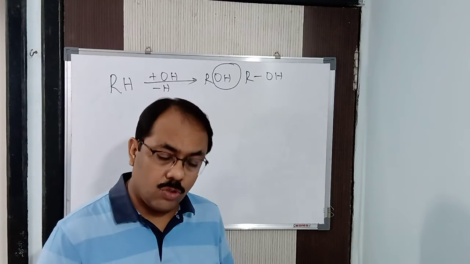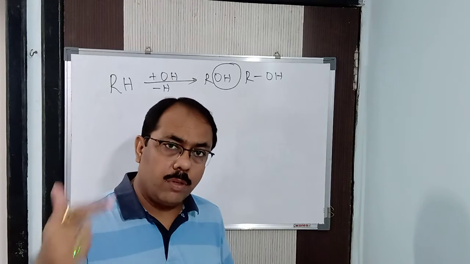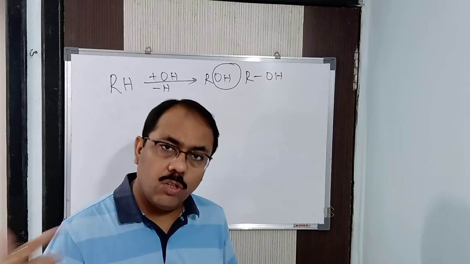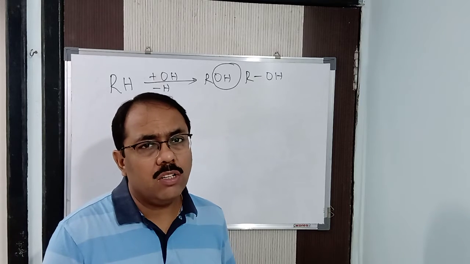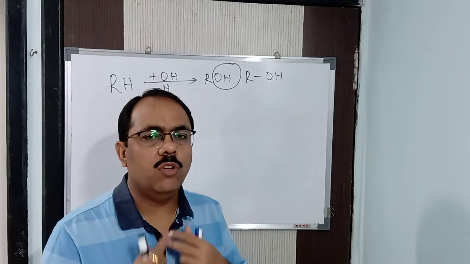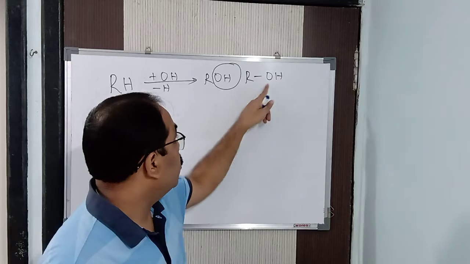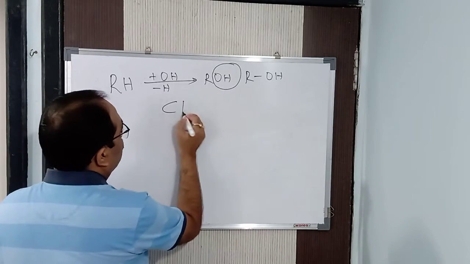You go on adding CH2 groups: first methanol, CH3OH, then ethanol, then propanol, then butanol, then pentanol. It goes on in this manner. So, these are called monohydroxy alcohols. Why monohydroxy? Because it contains one OH group. For example, CH3OH.